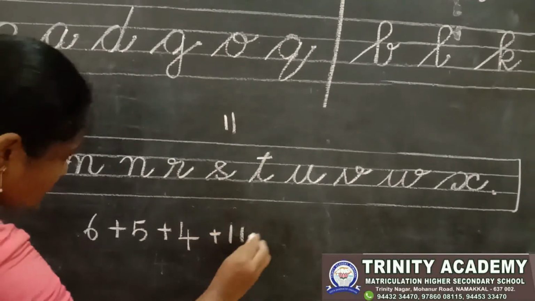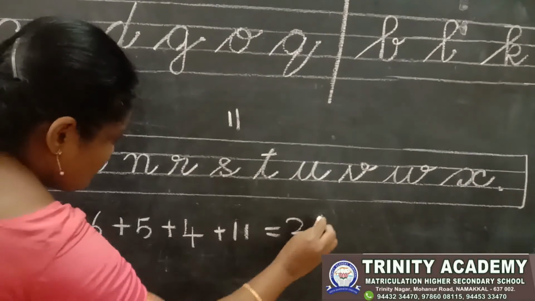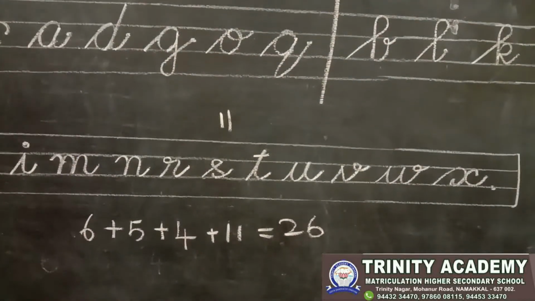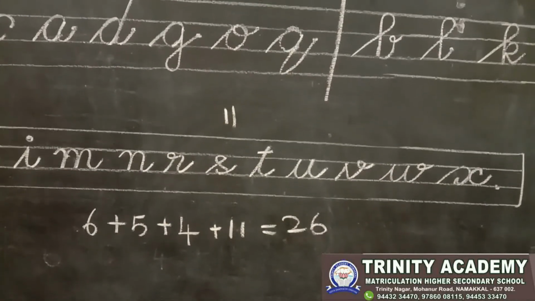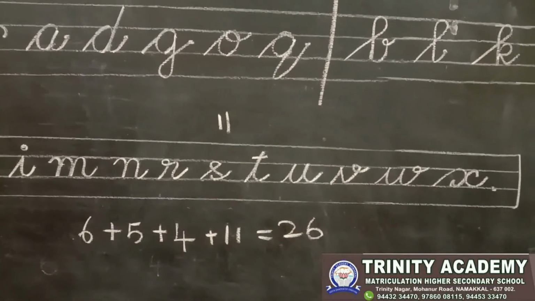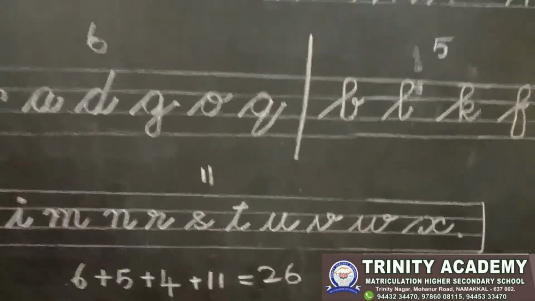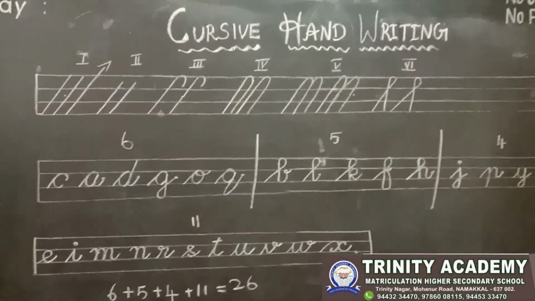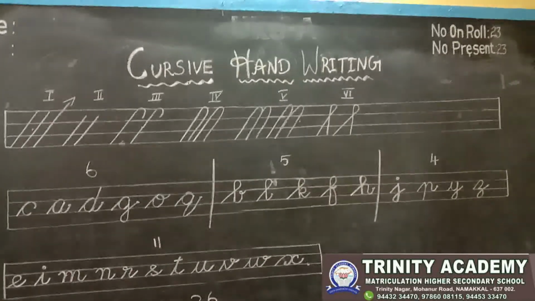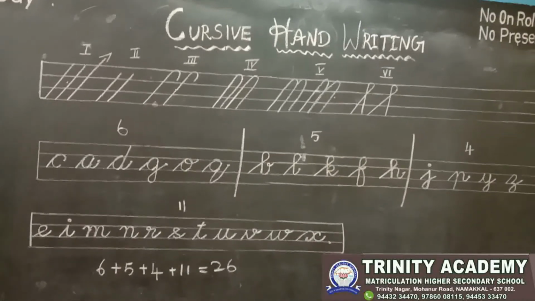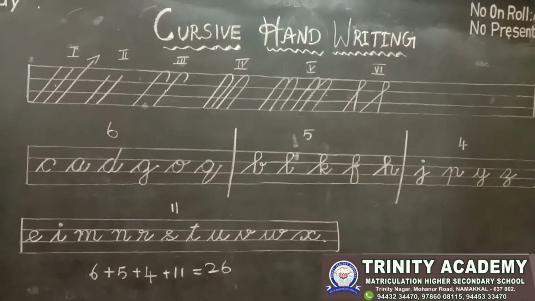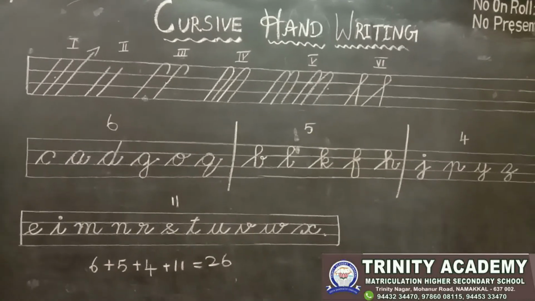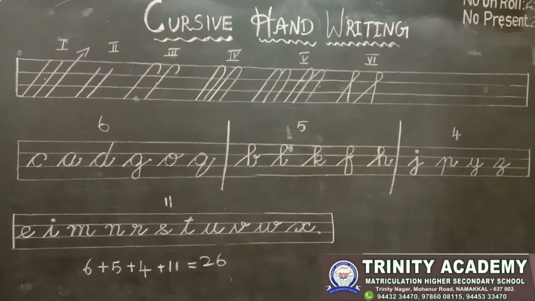C base letters 6, upper loop letters 5, down loop letters 4, two line letters 11, total 26. Children, kindly practice these letters at least 20 minutes daily. I will meet you again with capital letters.